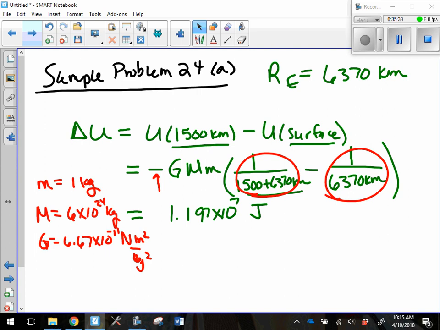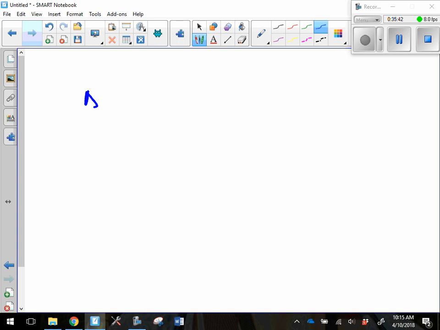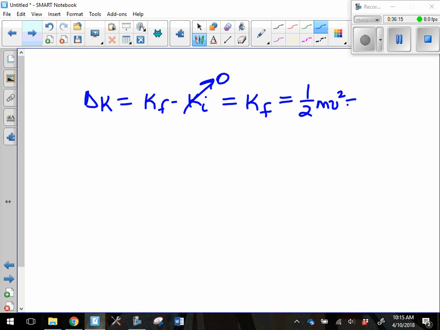But now we need to talk about the change in kinetic energy to put it into orbit once it's up there. So again, a change in kinetic energy is going to be K final minus K initial. My initial speed is 0. I just put the thing up there, and it sits there. So the change in kinetic energy is going to be equal to the kinetic energy that the satellite has once it's in orbit, which is 1/2 mv squared.